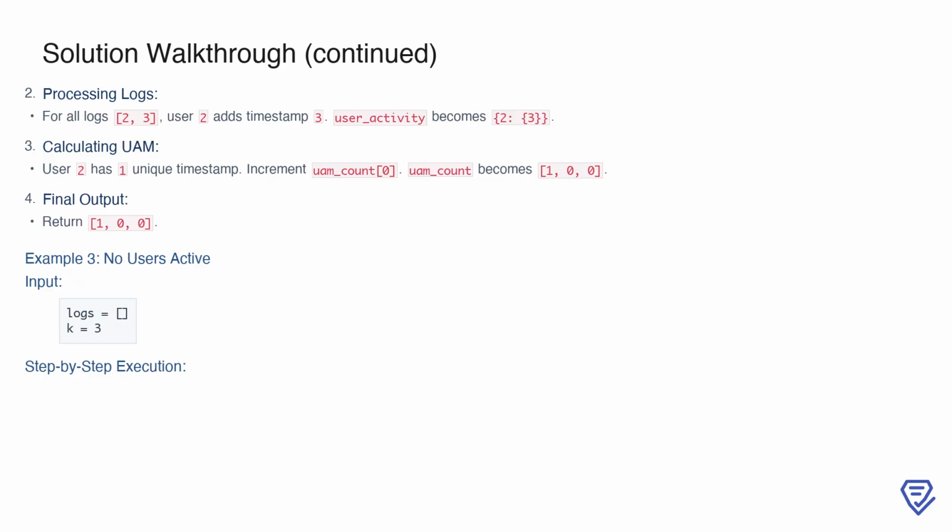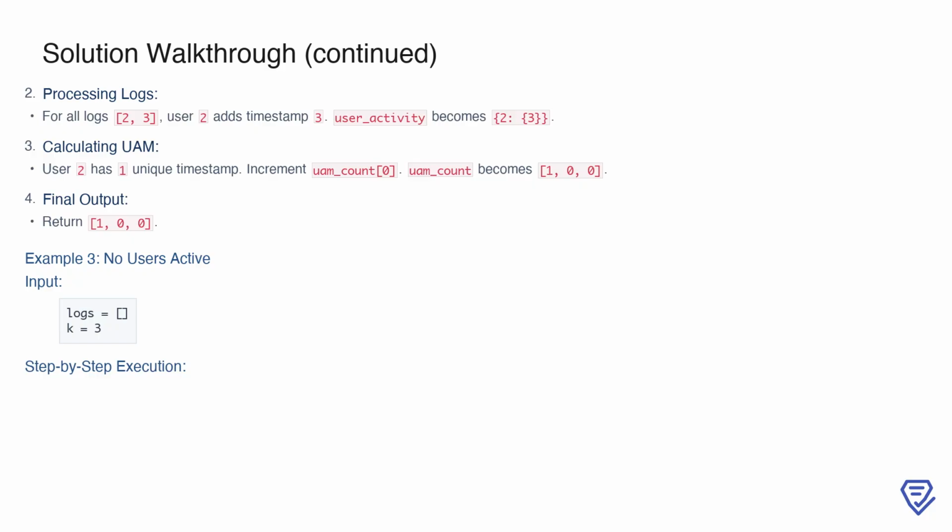When processing the logs, we see that user 2 performs the same action at timestamp 3 multiple times. However, since we're using a set to store timestamps, duplicate entries are ignored, and user_activity ends up with a single entry, 2: {3}. After processing, we calculate the UAM for user 2.